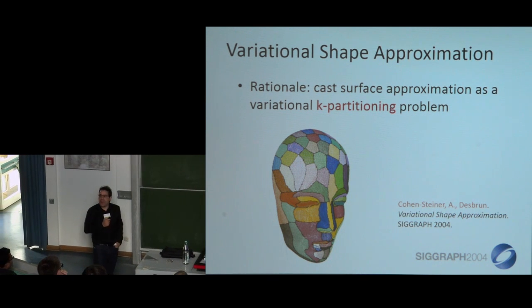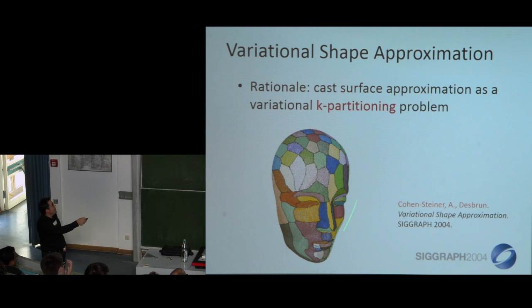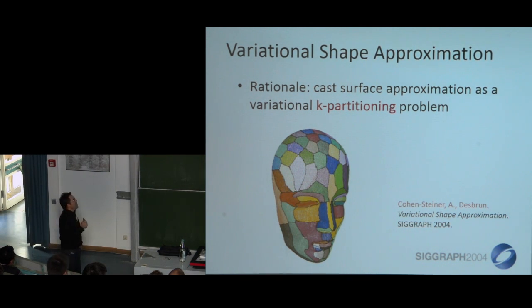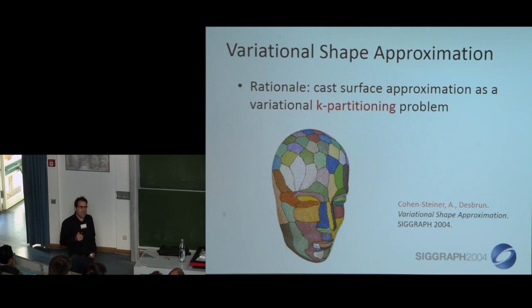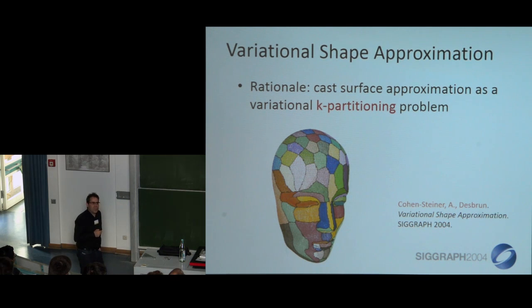The rationale here is very different. You take an input mesh. This is an input surface triangle mesh, and this time I want to generate a partitioning of that mesh such that something that is close to piecewise linear approximation on this partition is a good approximation of the input mesh. The rationale is in fact to cast the surface approximation problem as a so-called variational K-partitioning problem.